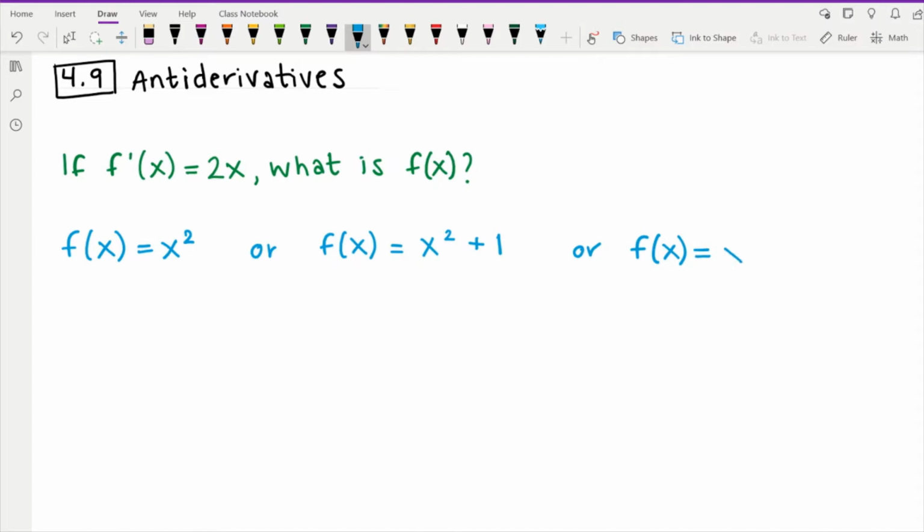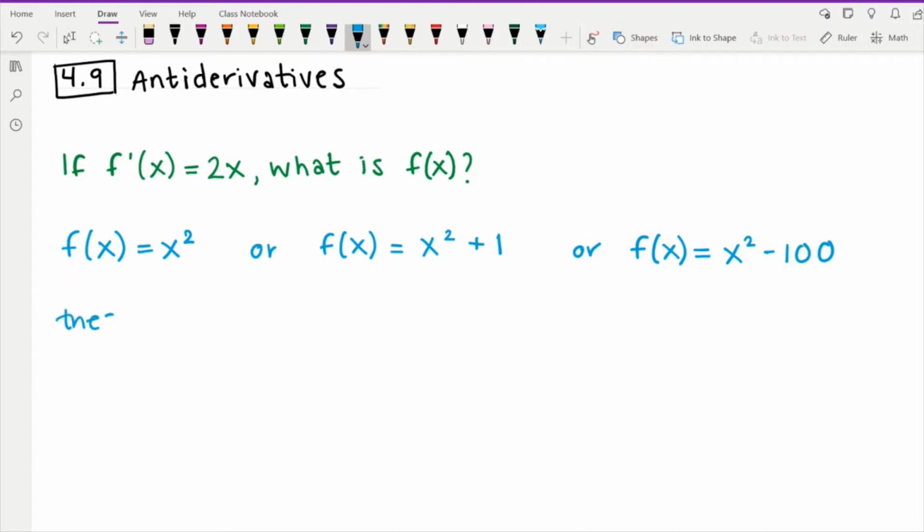I'll write down one third option just to really emphasize this. You could also have something like x squared minus 100, right? Because when you take the derivative of negative 100, that's 0. And so you'd still just get 2x as your derivative. So all of these functions are examples of antiderivatives.